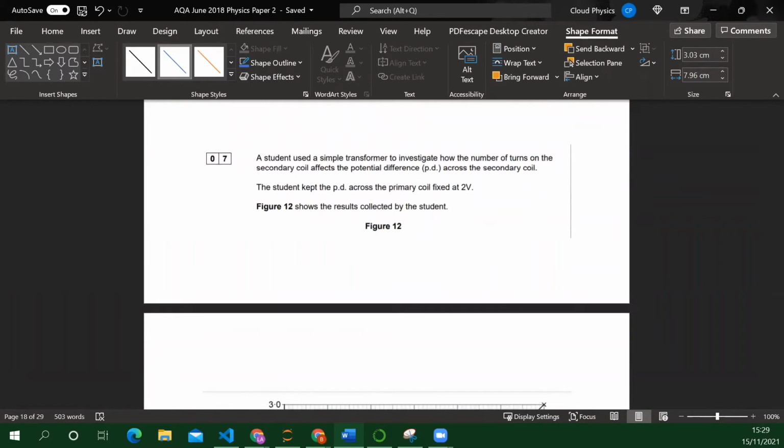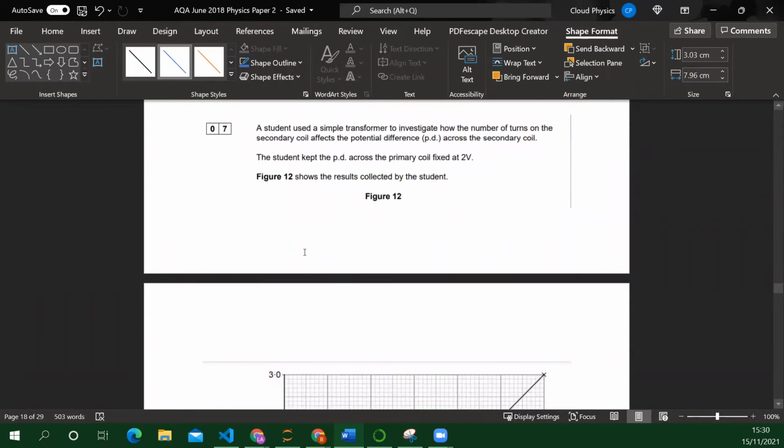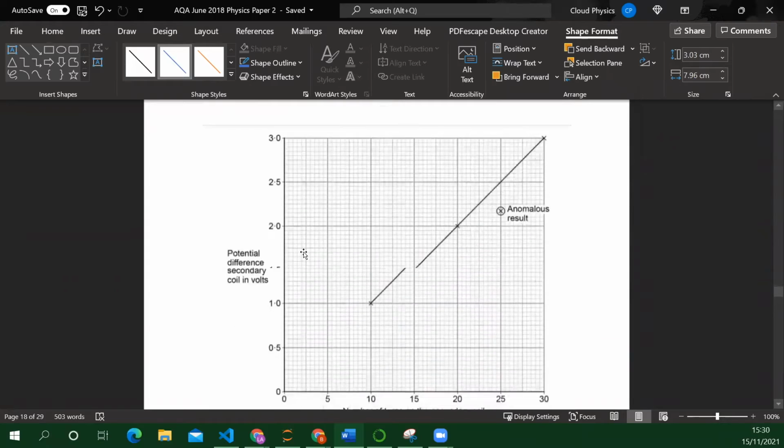Okay, number 7, completely different thing. So a student used a simple transformer to investigate how the number of turns on the secondary coil affects the potential difference across the secondary. Well, we know it does when we learn about transformers. The student kept the PD across the primary coil fixed at 2 volts. Figure 12 shows the results collected by the student.